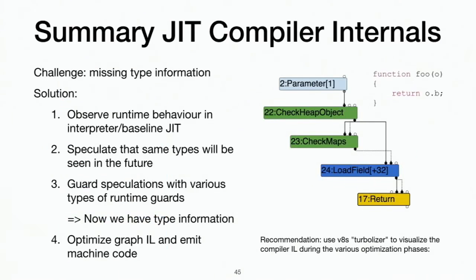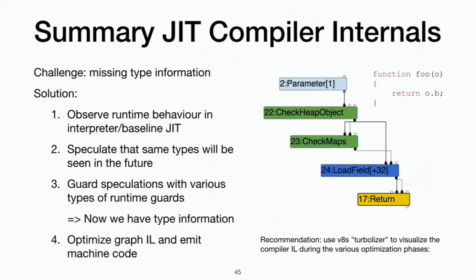So let's sum this up. What we've seen is that the major challenge of JIT compilers is missing type information. The solution is to first observe runtime behavior, keep track of types, then speculate that we'll see the same types in the future, guard these speculations with runtime guards, and then optimize and emit machine code.